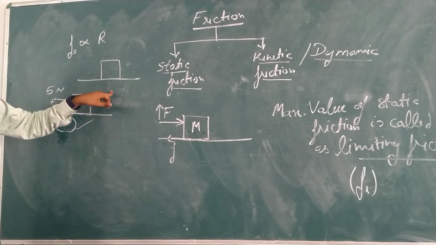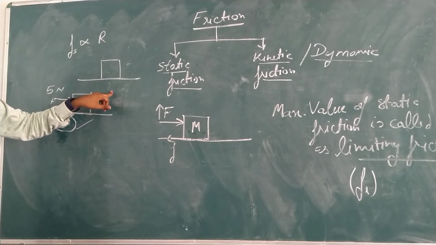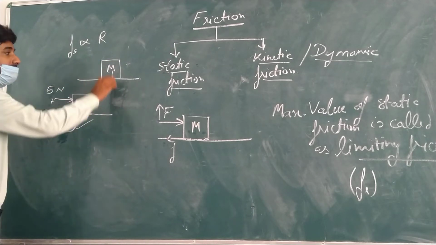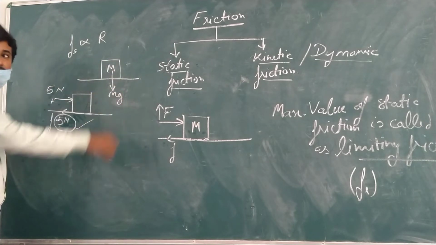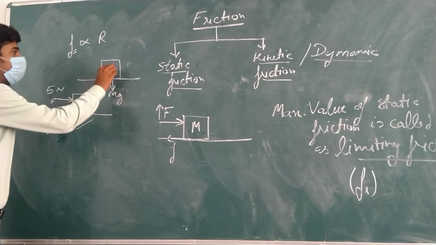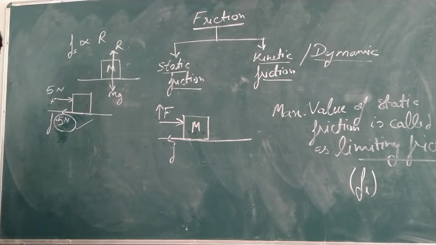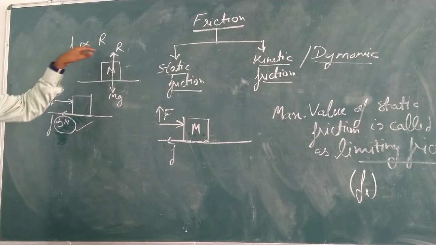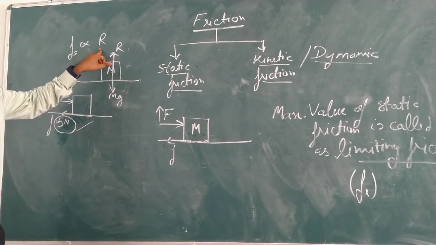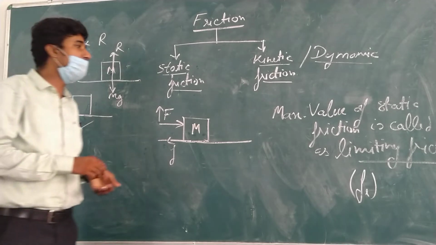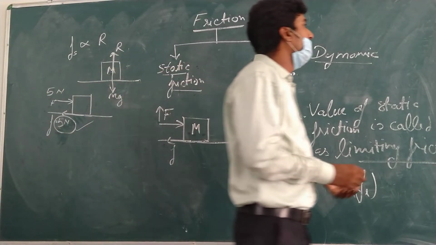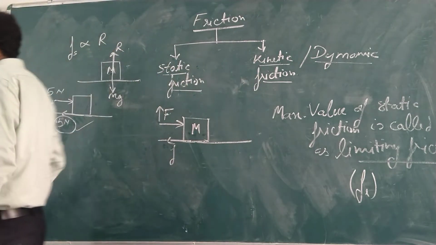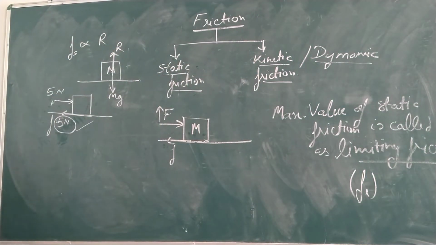Whenever a body is kept on the surface, this is the mass of the body and this is the force mg which is being applied on the ground, and at the same time a reactional force is applied by the ground according to Newton's third law. According to Newton's third law, Fs is directly proportional to R. Let's understand the concept: the more the value of R, the more will be the frictional force.